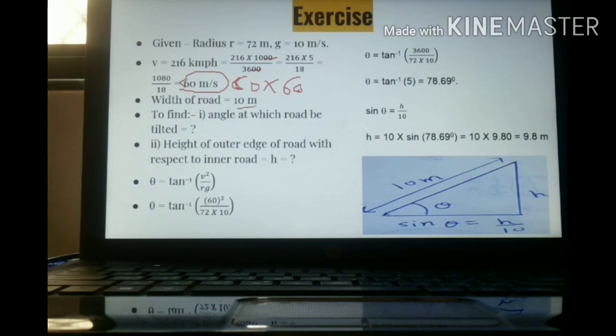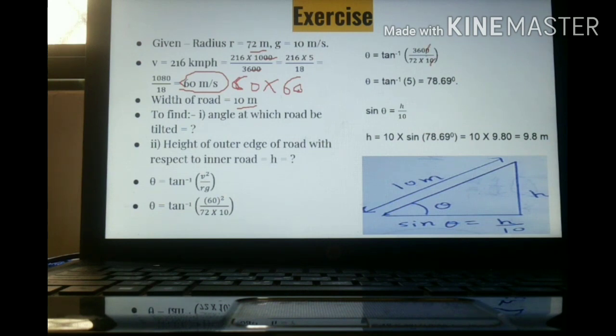Width of this road has been given, that is 10 meters. What we have to find out? The angle through which it has been tilted, meaning theta. So we will be substituting; we know this formula: theta is equal to tan inverse of v squared upon rg. V's value is known, that is 60. So 60 squared, r, the radius of curvature, is 72. G is 10. So 60 into 60, 3600, upon 72 into 10.